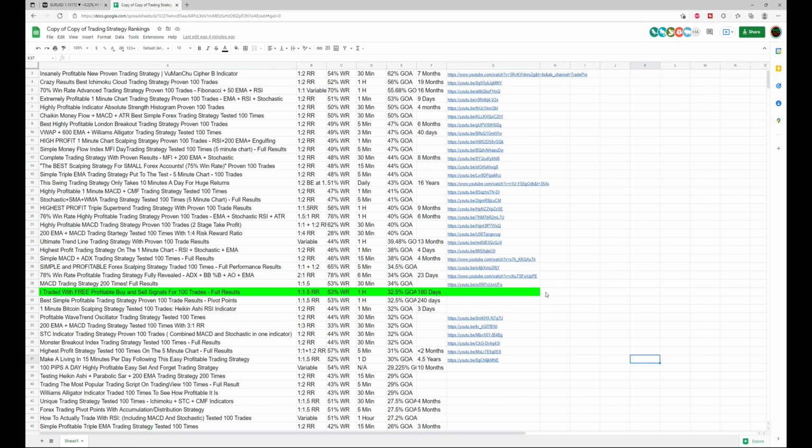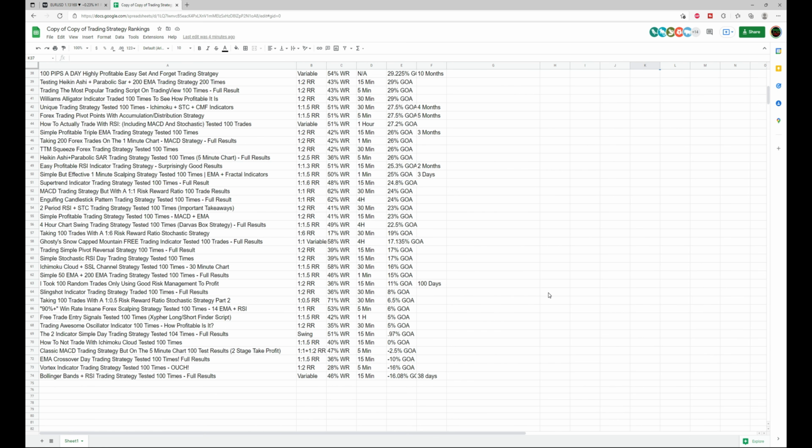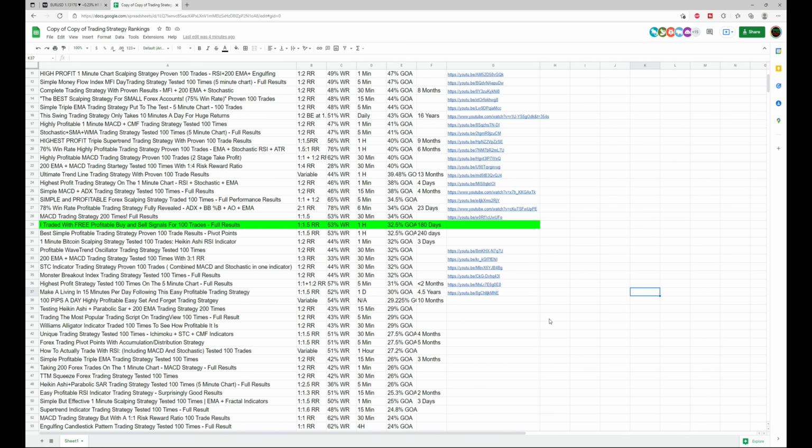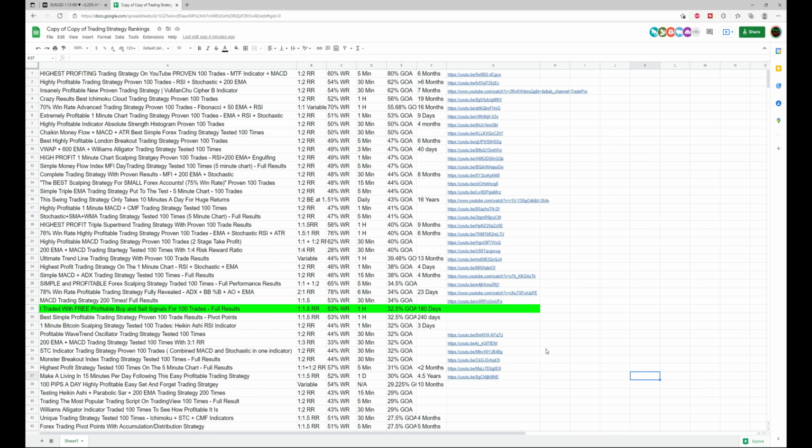All right, here it is on the strategy ranking spreadsheet, falling at spot number 29 out of now 74 strategies tested on the channel so far and put onto this spreadsheet. I did not plot the ones that were paid indicators on this spreadsheet just because everyone doesn't have access to them. So there are closer to 80 strategies tested so far on the channel.